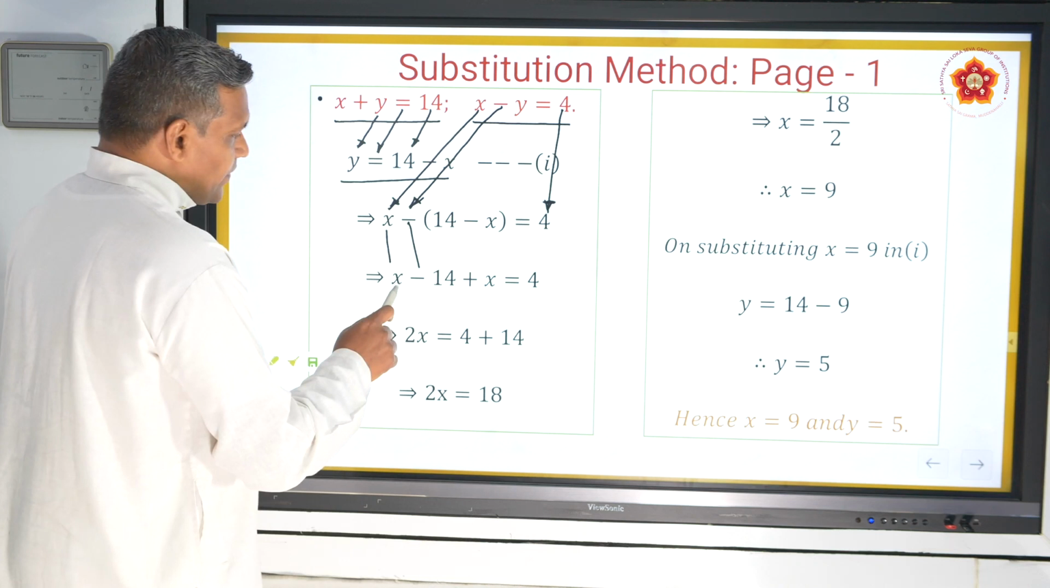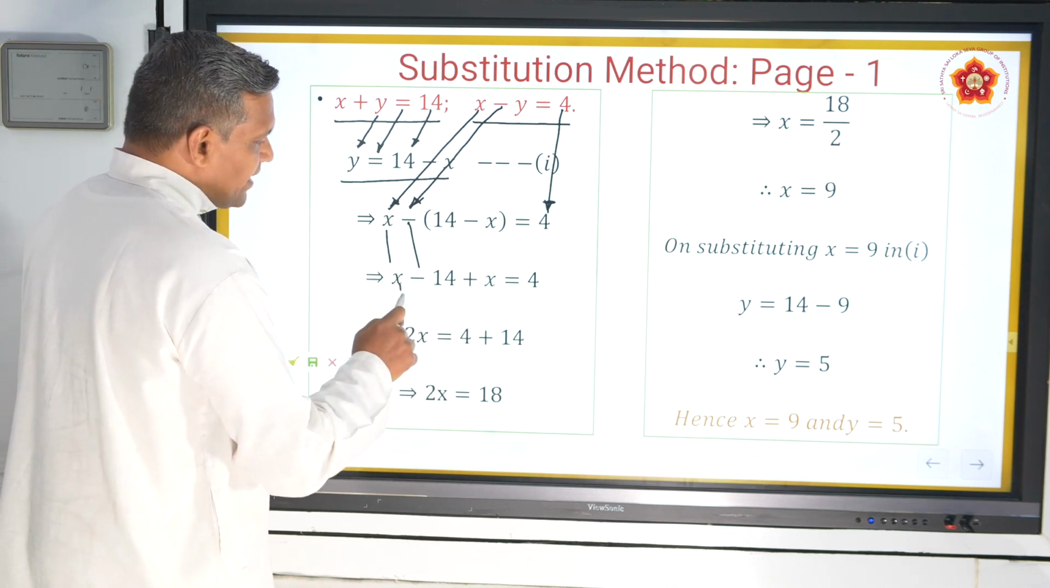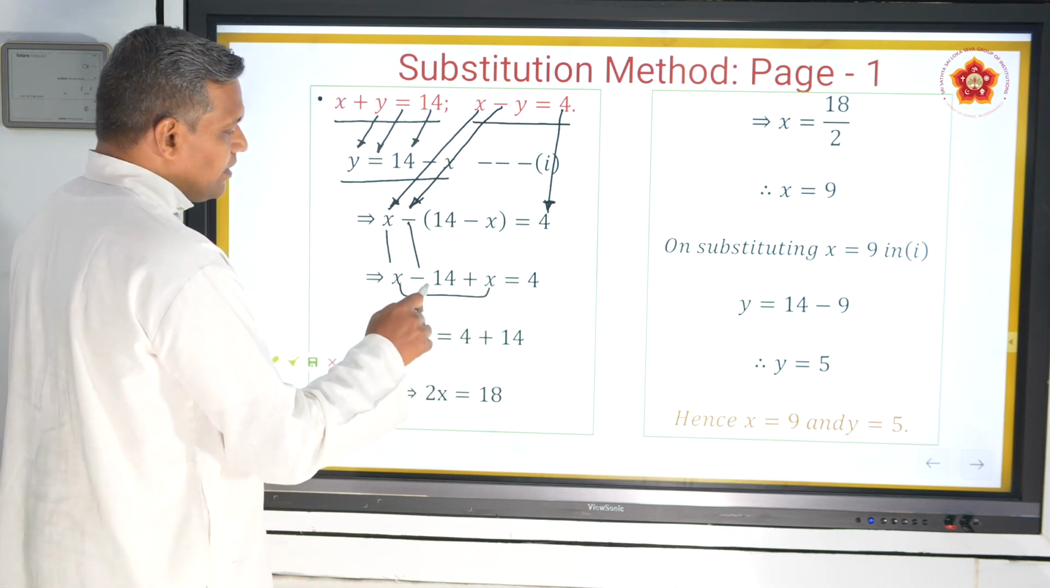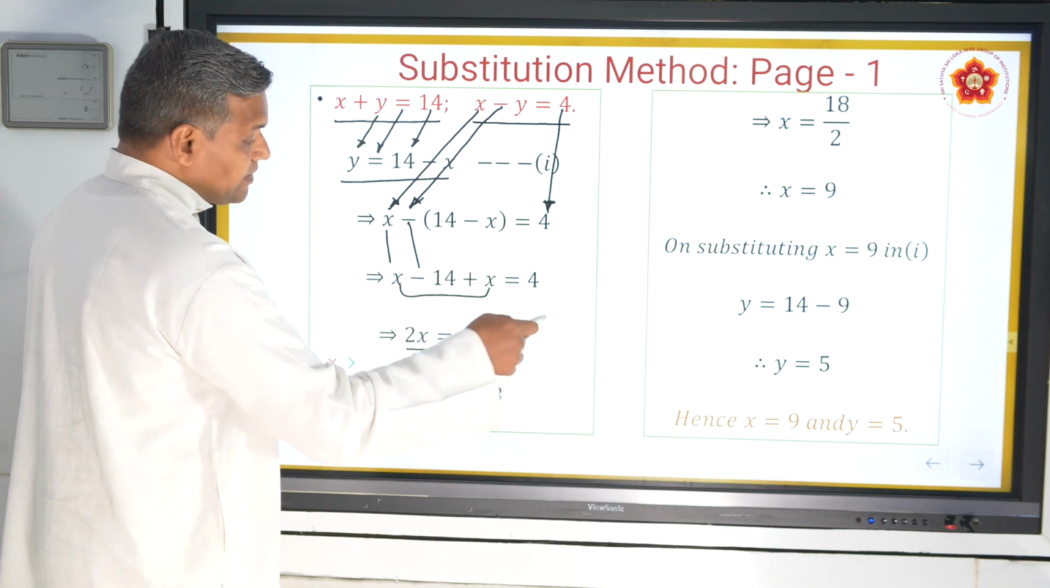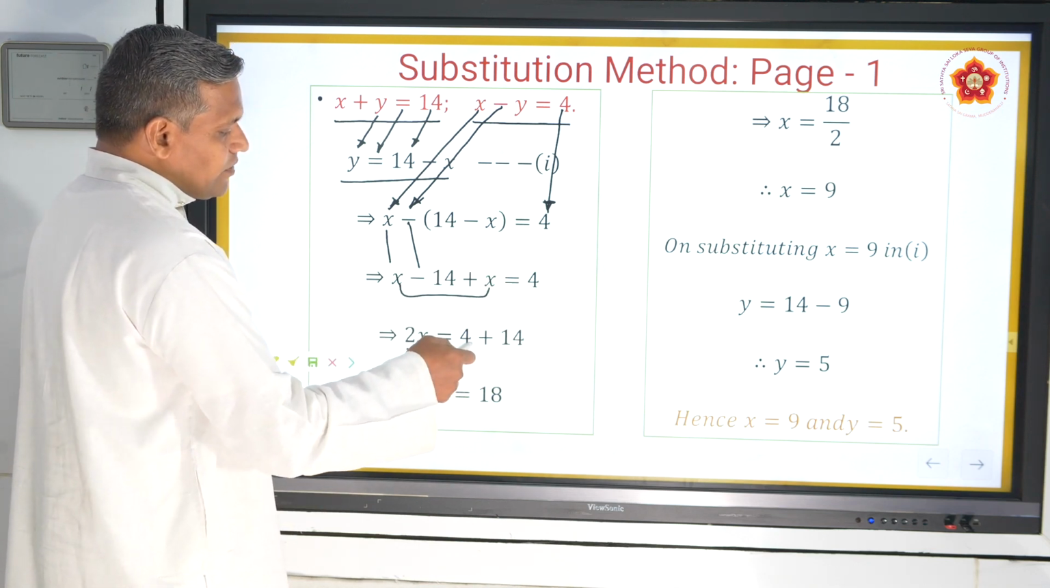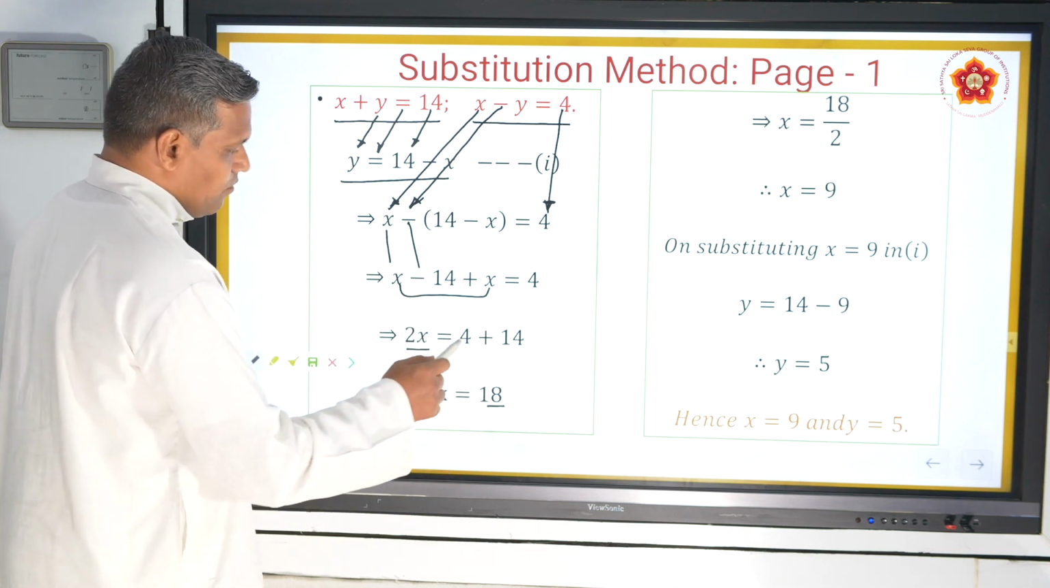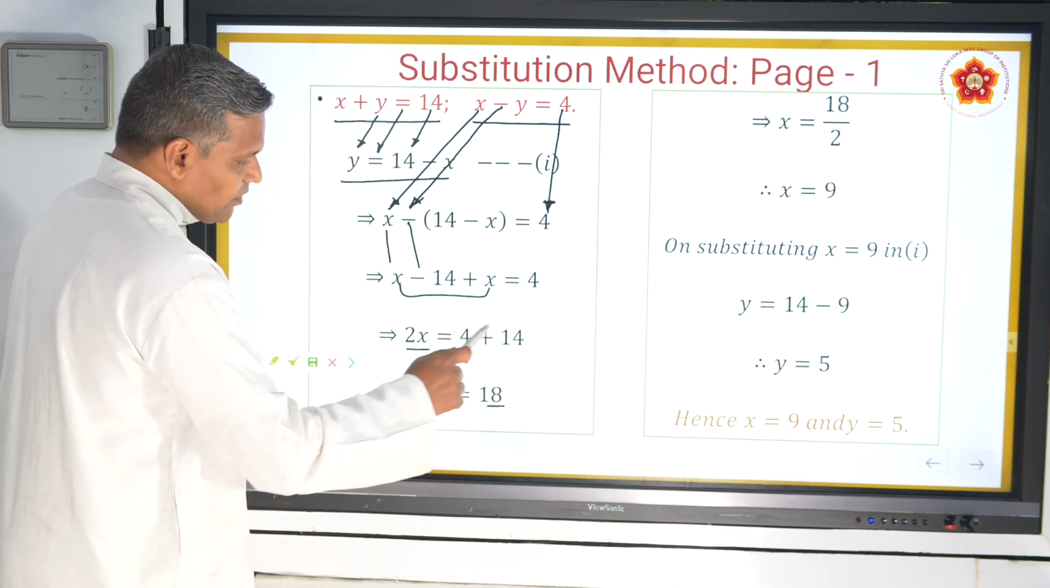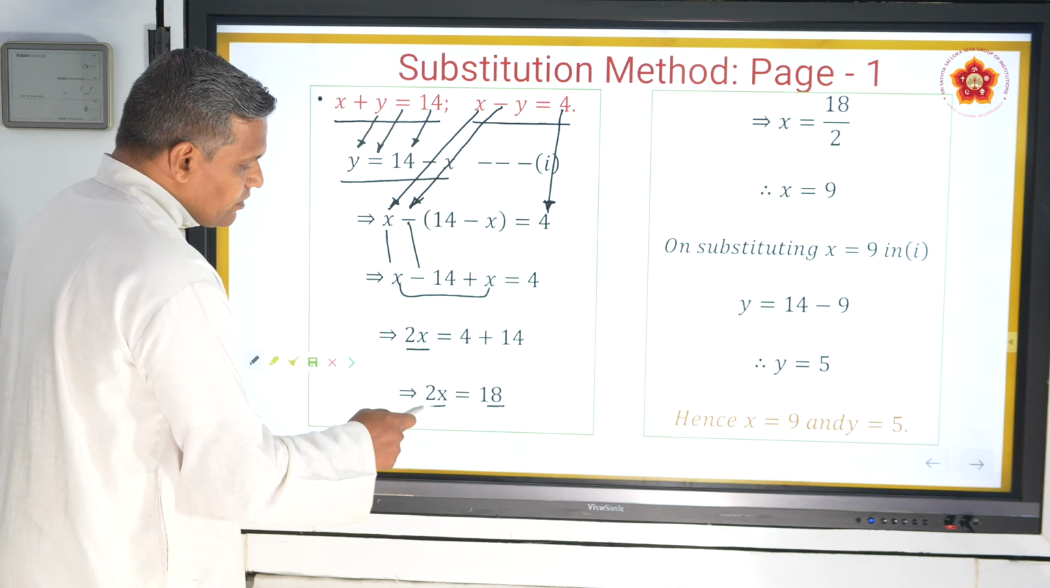Now you check. Now I got x plus x. What is x plus x? It is 2x. And then minus 14, if I transpose that side, it will become plus 14. I have 4 here. So 14 plus 4 is equal to 18. So 2x is equal to 18.